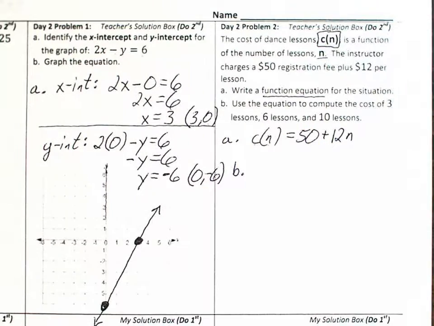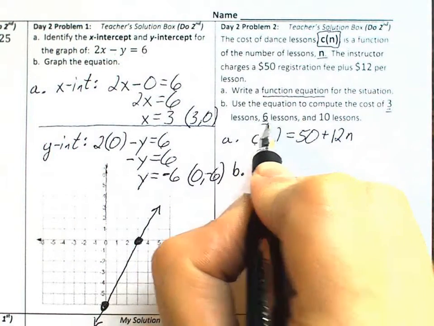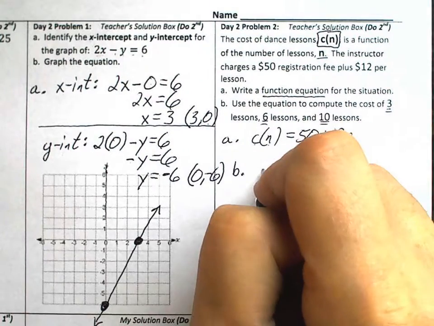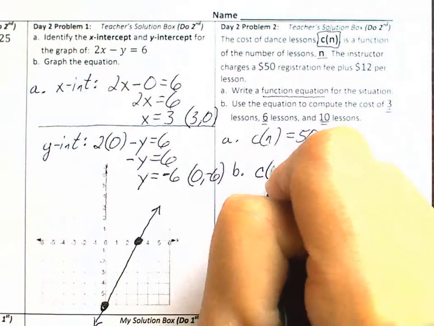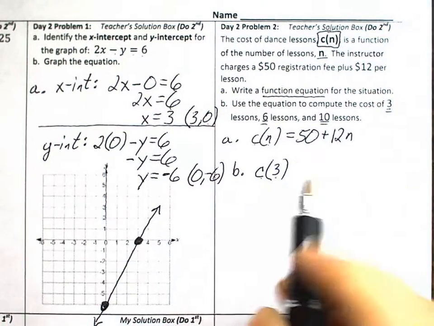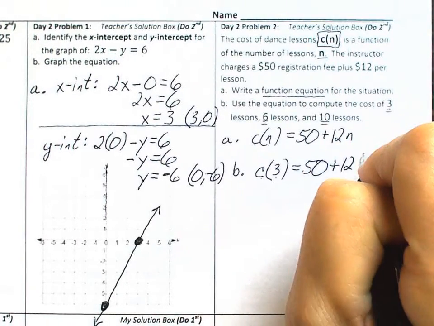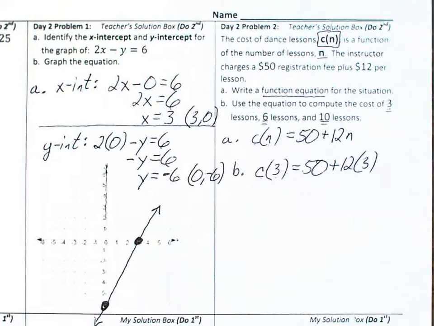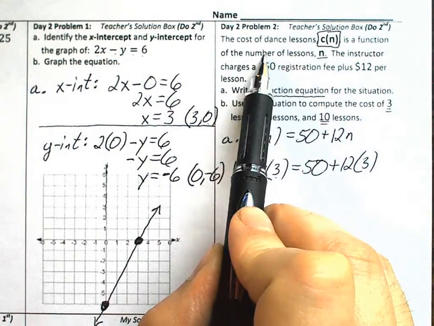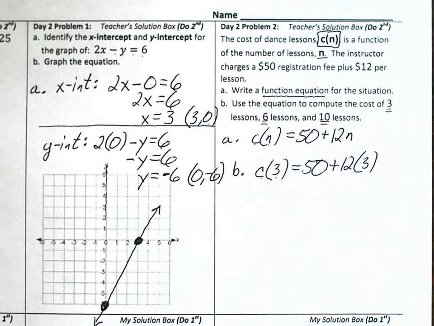Now in question B, we can use that equation to figure out the cost for 3 lessons and for 6 lessons and for 10 lessons. So let's do 3 lessons first. Let's figure out C of 3. What is the cost of 3 lessons? That will be equal to 50 plus 12 times 3. So we're taking the equation and replacing the letter n, which represents number of lessons, with 3 because we're interested in paying for 3 lessons.